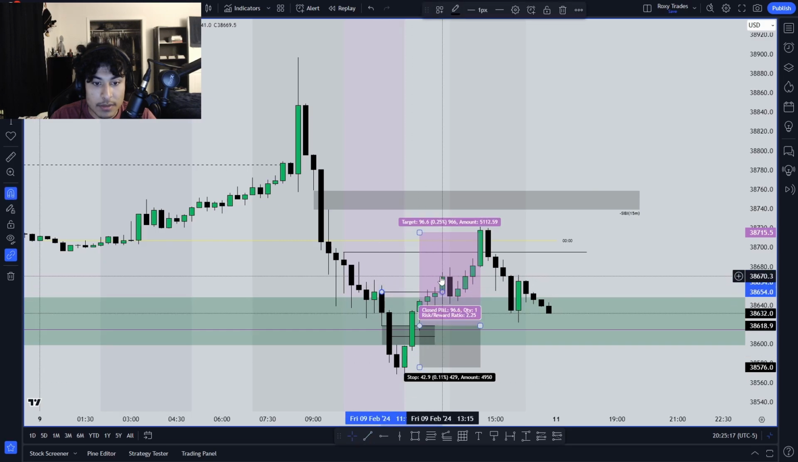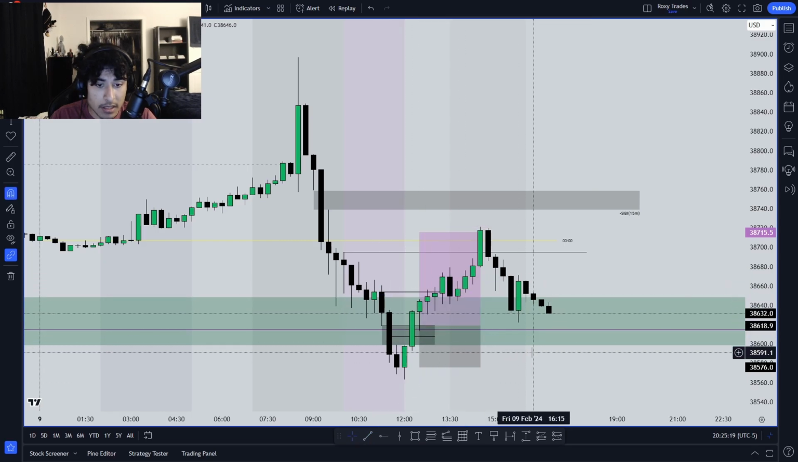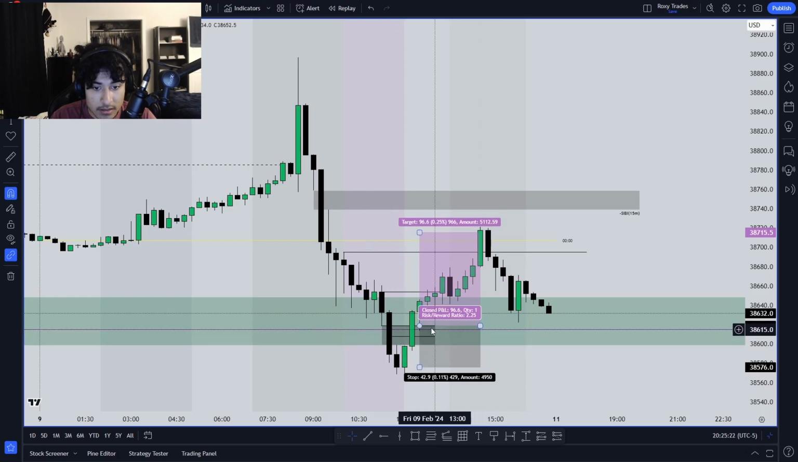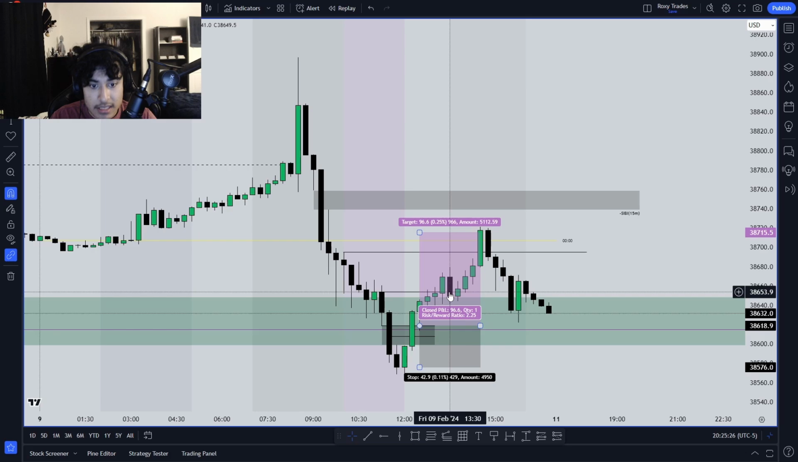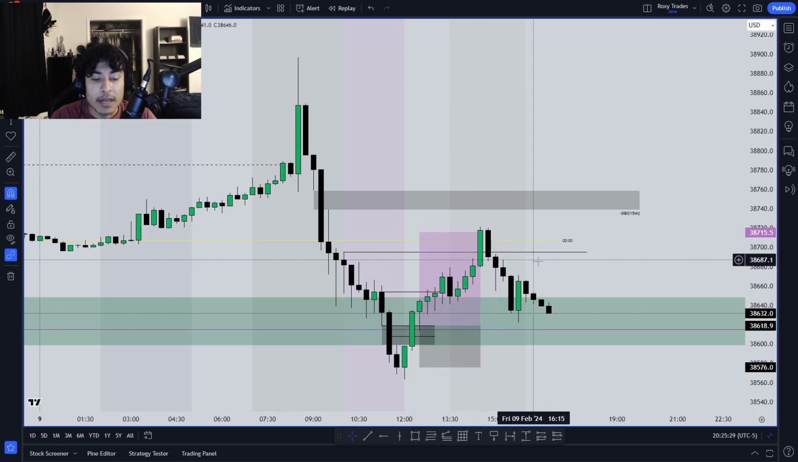As soon as we closed above right here, I moved my stop loss to break even. I was like, all right, we shouldn't revisit this area anymore. This should be left as a BPR or a breakaway gap. Changing the state of delivery occurred. We should now reach for buy side liquidity.